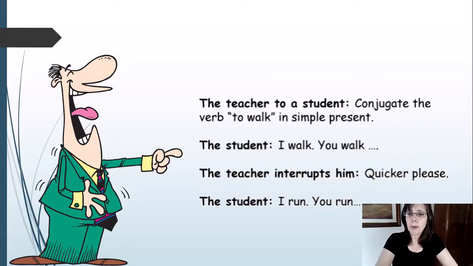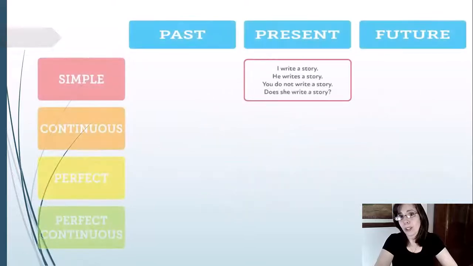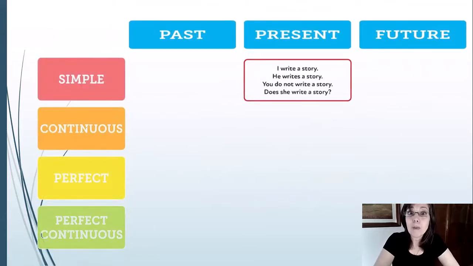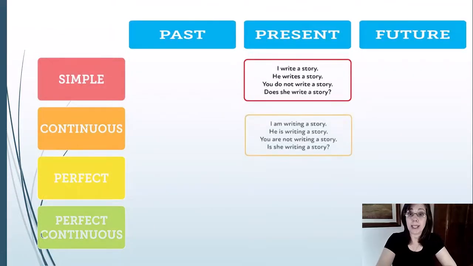And a little joke. Conjugate the verb to walk in present simple. I walk, you walk. Oh, come on, quicker, please. I run, you run. Teacher joke.